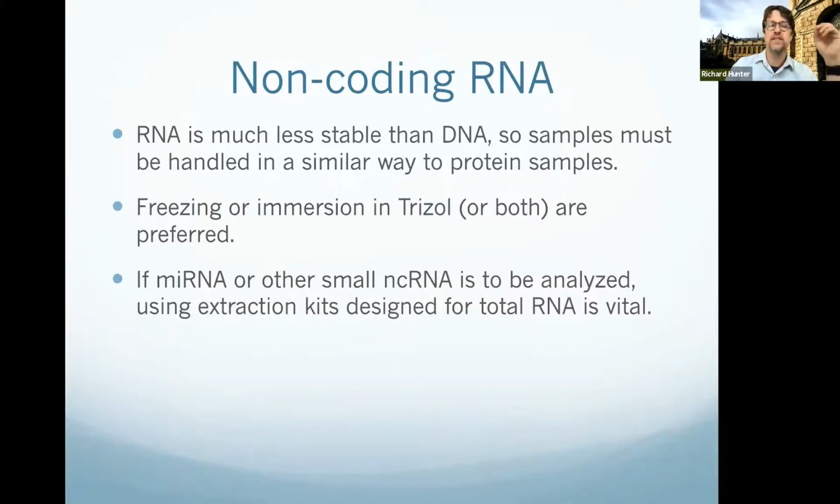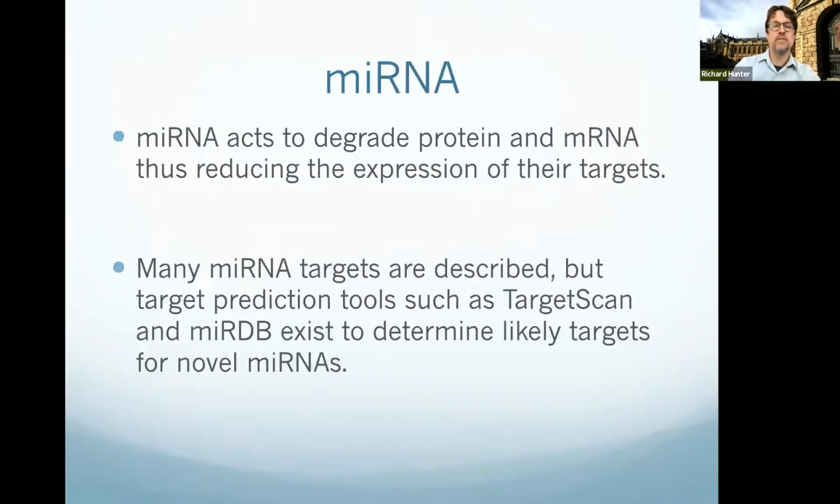But again, RNA is the least stable of all the molecules we're talking about. So you have to handle them typically by freezing immediately or by immersion in a stabilizing media like TRIzol. Then if you want to look at microRNA, which is probably the most common non-coding RNA to be looked at in clinical samples, then you need to make sure you're using extraction kits that don't filter out these small, less than 200 base pair RNAs, because a lot of the standard off-the-shelf ones will do that.